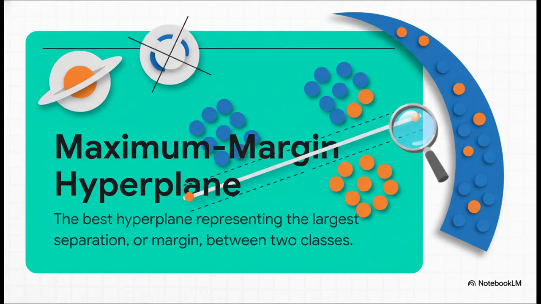So this perfect dividing line actually has a name. It's called the maximum margin hyperplane. Now, hyperplane might sound complicated, but it's not. In 2 dimensions, like what we're looking at, it's just a line. Easy. If we were in 3 dimensions, it would be a flat plane. And in any dimension higher than that, we just call it a hyperplane. The whole goal of an SVM is to find this one exact hyperplane.